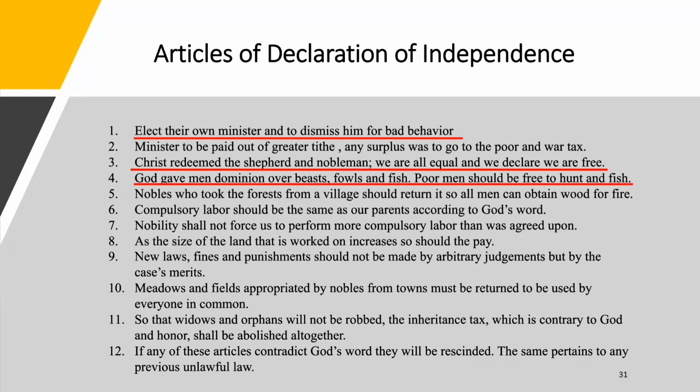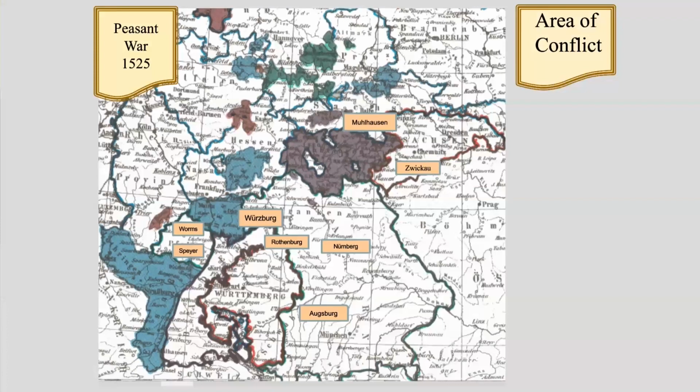God gave men dominion over the beasts, fowls, and fish. Poor men should be free to hunt and fish. Nobles who took the forest from a village should return it so all men can obtain wood for fire. So that widows and orphans will not be robbed, the inheritance tax, which is contrary to God and honor, shall be abolished altogether.